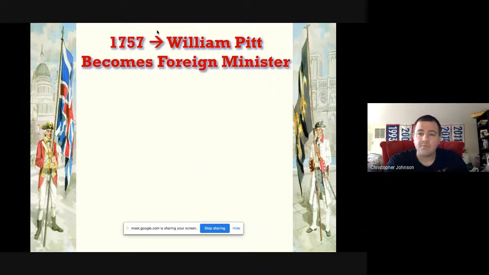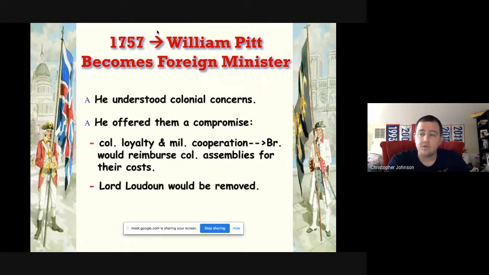Now, one of the biggest problems was this guy named William Pitt. One of the things that he understood was he understood the colonists. He said, hey, listen, guys, don't worry. Britain will pay for it. We promise you, whatever it costs, we will pay for it. And all of a sudden, colonists are like, all right, let's go fight. Let's go fight with this guy. Of course, we understand later on, Britain doesn't pay for it.